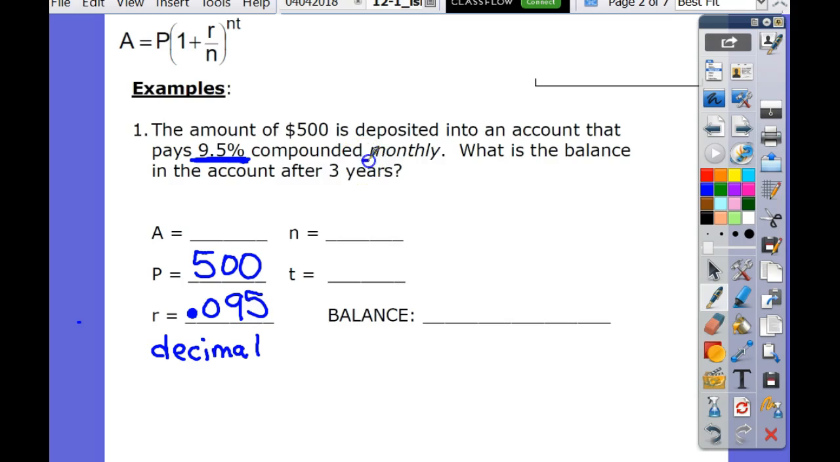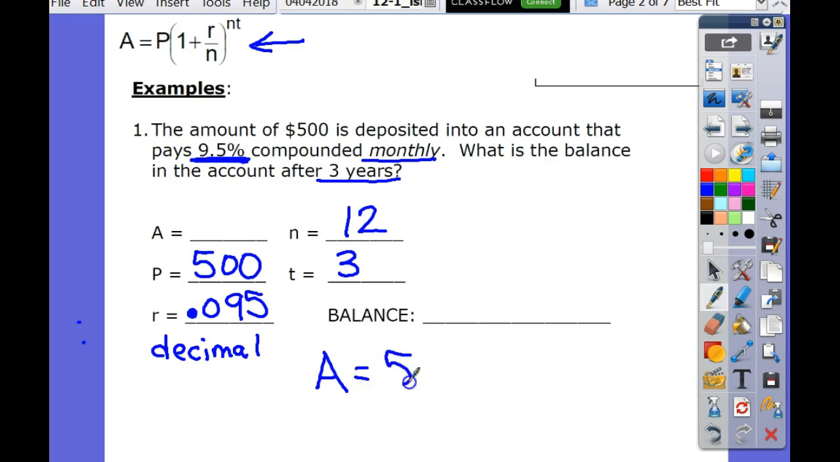It is compounded monthly in this example. How many months are there in a year? And this account is for 3 years. So the little chart is to help you get all the information organized, and then you fill in the equation.